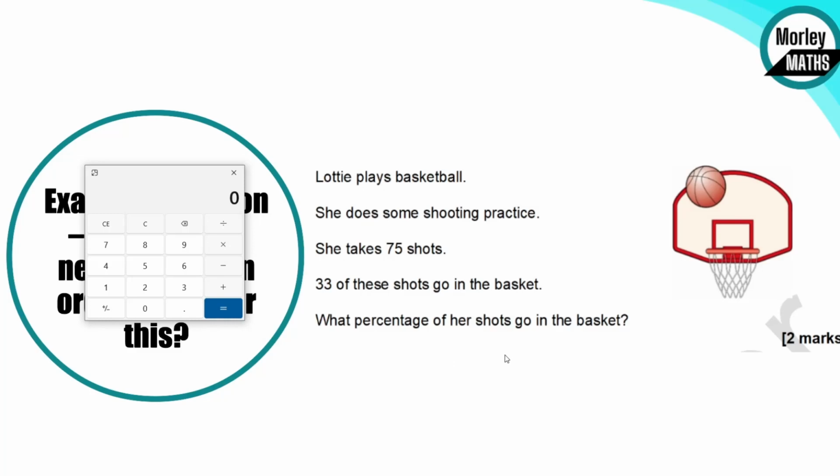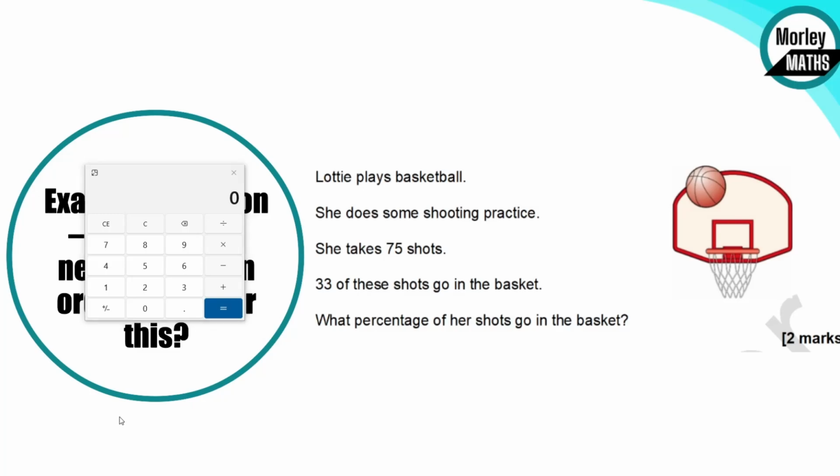So we're going to have a look at this exam question next then. Hopefully you've been through all the method, you've understood it, you're quite happy. Let's dive in. Lottie plays basketball. She does some shooting practice and she takes 75 shots. 33 of those go in the basket. What percentage of her shots go in the basket?